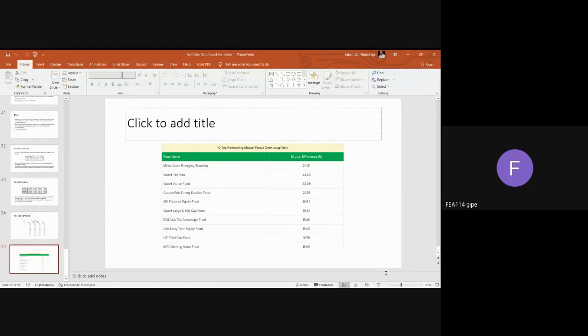Yes, sir. So this is the very recent performance of the top 10 mutual funds.